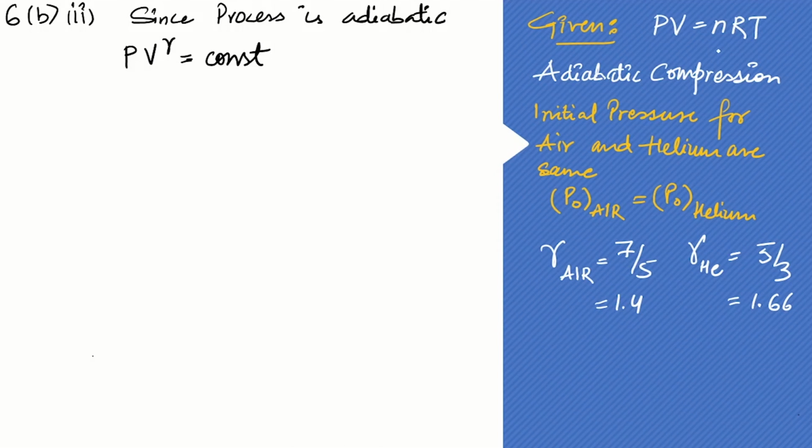We are dealing with an ideal gas, PV equals nRT, and this is the adiabatic compression. So the initial pressure of air and helium is the same, and we are given the gamma for both. So gamma for helium is more than the gamma for air. Since the process is adiabatic, we know the relation between P and V: PV to the power gamma is equal to constant. So let's start with air. For air, we will write this as P_f, the final pressure and volume, and this is the initial pressure. So this will be constant for the final and the initial position.